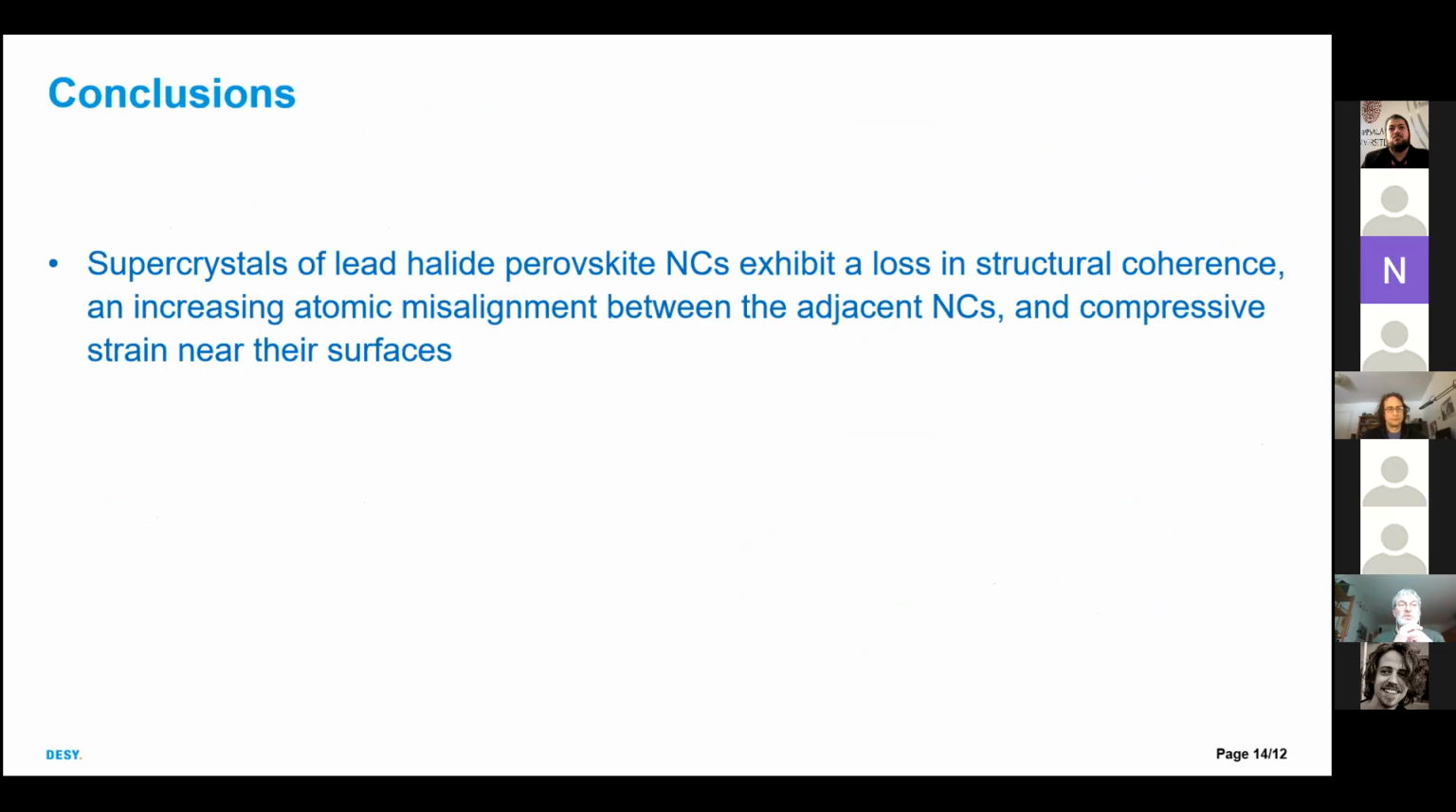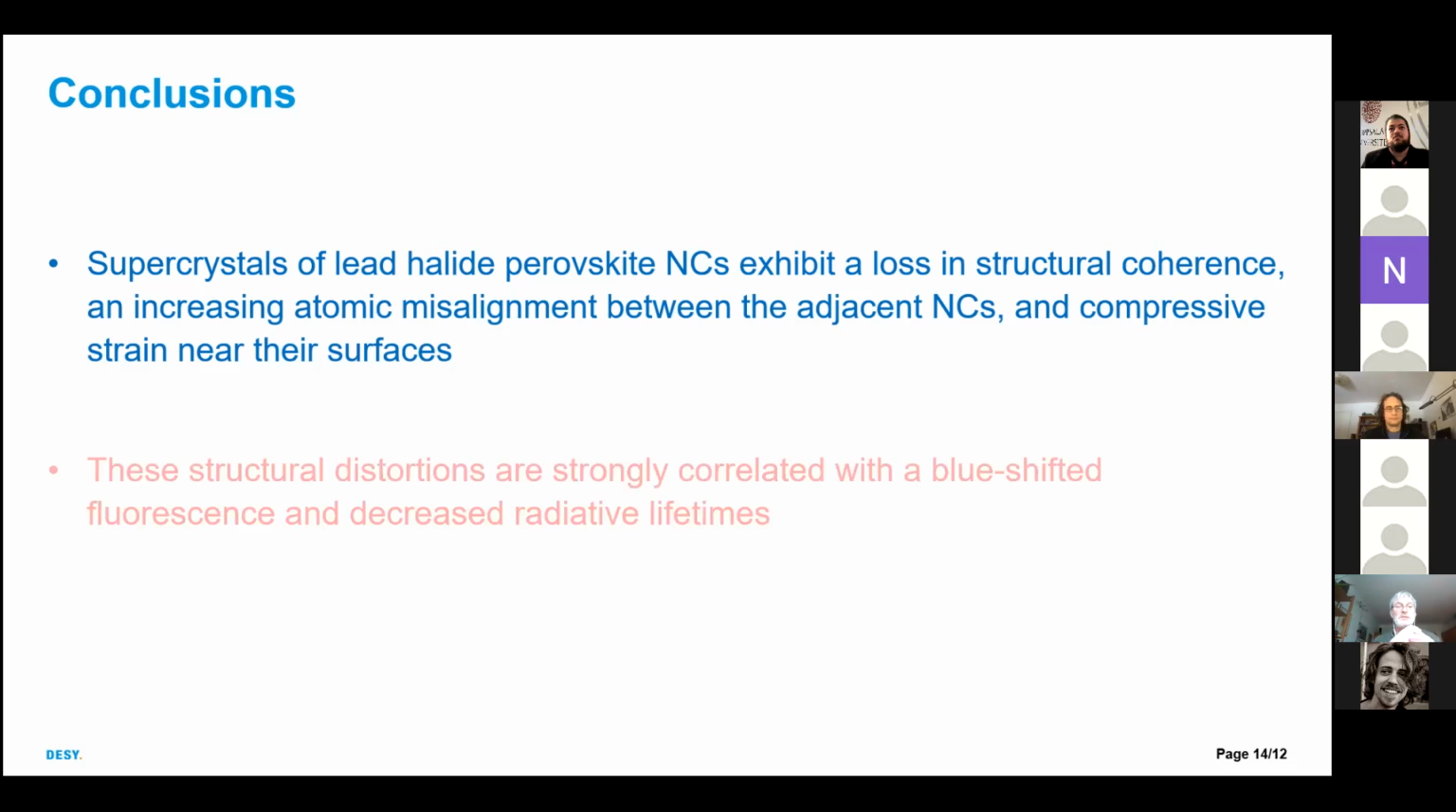Okay, so I'm coming to the conclusions. Supercrystals of lead halide perovskite nanocrystals exhibit a loss in structural coherence, increasing atomic misalignment between adjacent nanocrystals, and compressive strain near the surfaces. And importantly, the structural distortions are strongly correlated with the blue-shifted fluorescence and decreased radiative lifetimes.